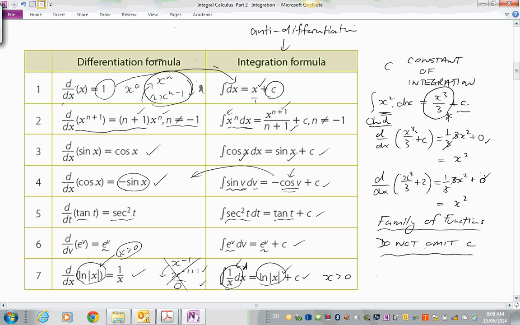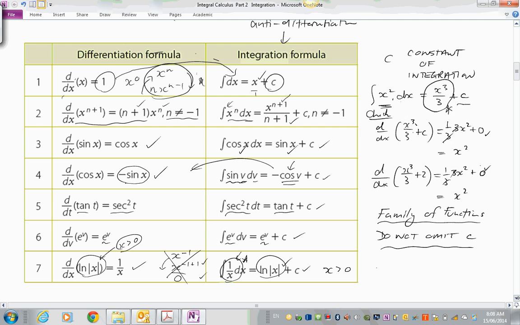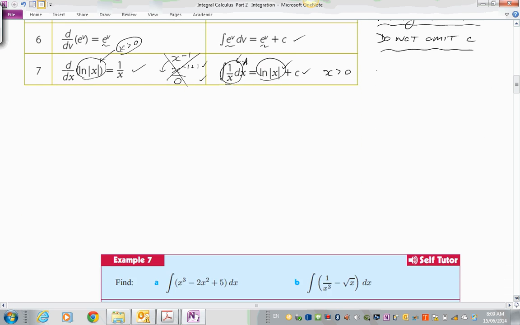But look out which way you're going. It gets hard in tests where you've got both differentiation and integration problems to remember which way you're going. So just check that. All right, let's have a look at some problems now.